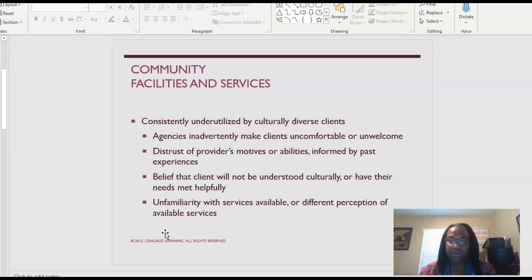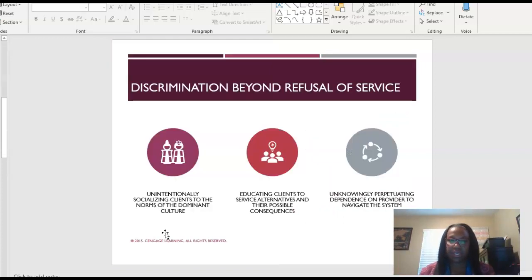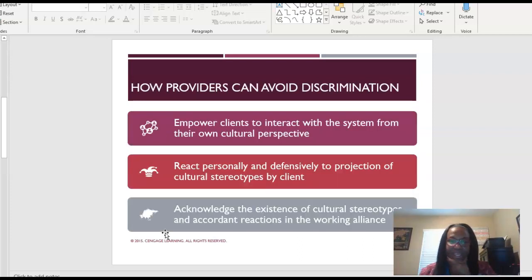So it's offering better awareness on community facilities and services, the distrust of providers, their motives and abilities, based all on past experience. So what they believe, how they believe it, the lack of awareness and familiarity, causes of the different types of discrimination, how that goes beyond refusal of service, unintentionally, unknowingly, how that actually takes place, how to avoid it, and it continues on to give great details of information in regards to that.